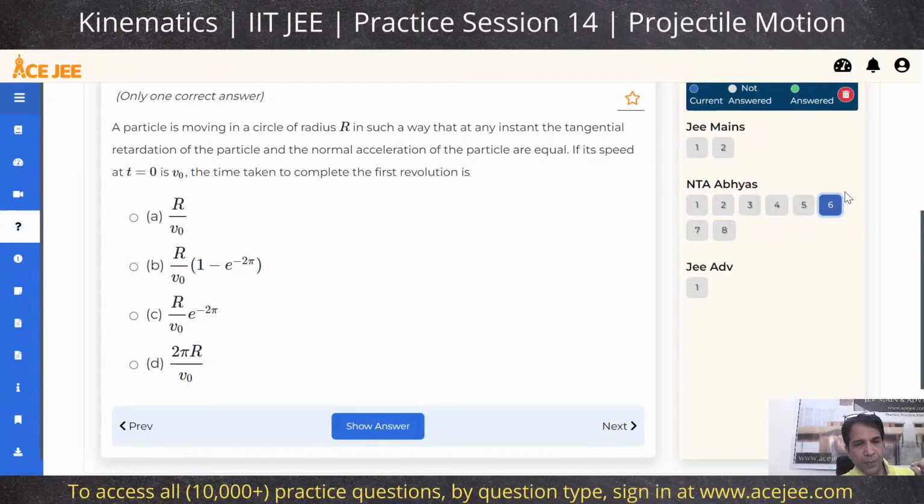It says a particle is moving in a circle of radius r in such a way that at any instant the tangential retardation of the particle and the normal acceleration of the particle are equal. If its speed at time t equals 0 is v0, then the time taken to complete the first revolution is how much?